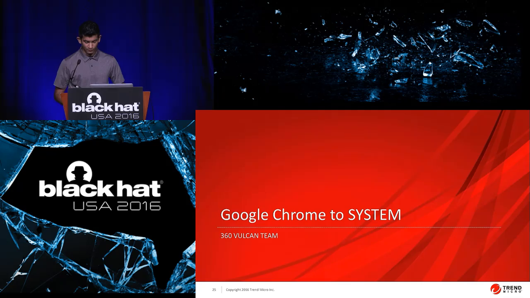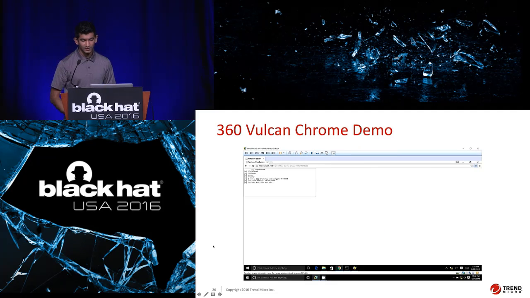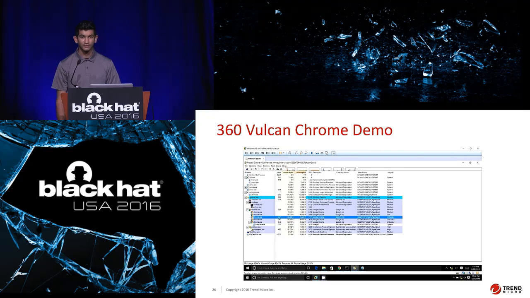So the only Chrome entry we had was from 360 Vulkan, and this one was actually a little bit more drama filled than any of the other entries. It consists of four different bugs. It starts off with a Chrome out of bounds vulnerability, followed by two Flash use after frees, and then finally a kernel use after free.